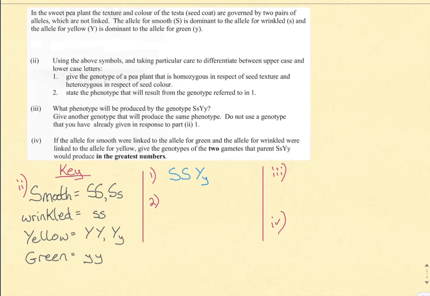Part 2 is asking for the phenotype of the genotype we just did. Refer back to your key. The phenotype is smooth and yellow.